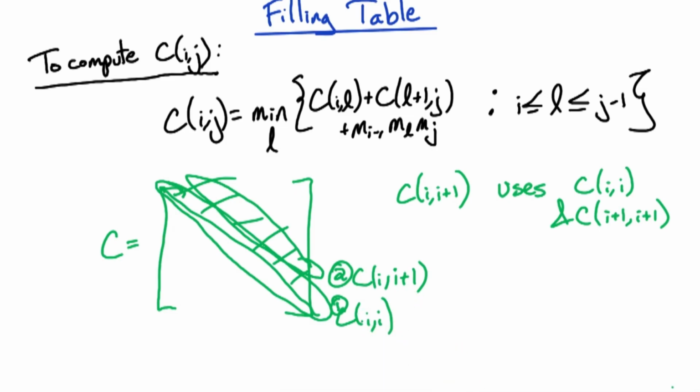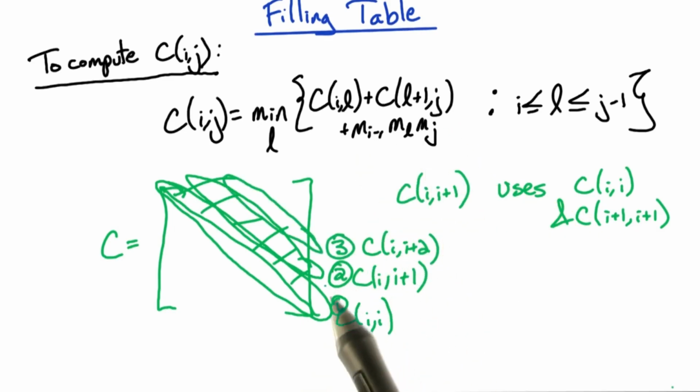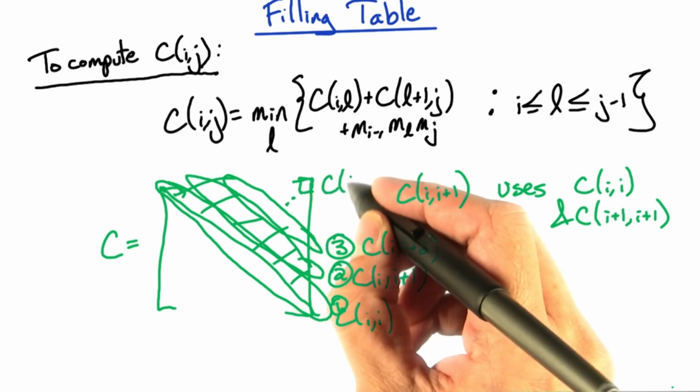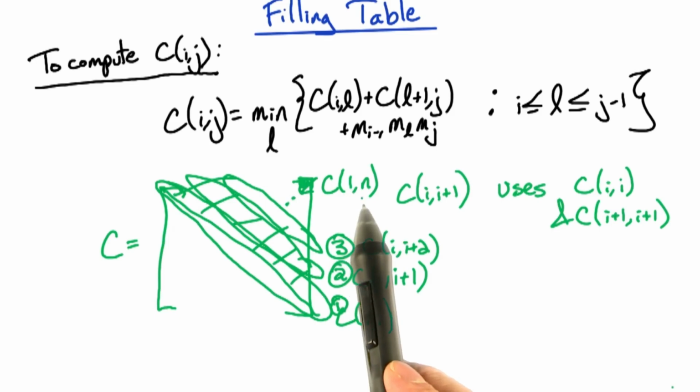What are the next ones we're going to do? C_{i,i+2}. If you look at the recurrence, in order to compute these, we're going to use either diagonal entries or the off diagonal entries. So they're going to be there in the table. Finally, what is the last one we're going to compute? It's this one right here. That corresponds to C_{1n}. What is that? That's our final answer. That's the one we're trying to compute. This is the minimum cost to compute the product of matrices from A_1 up to A_n.